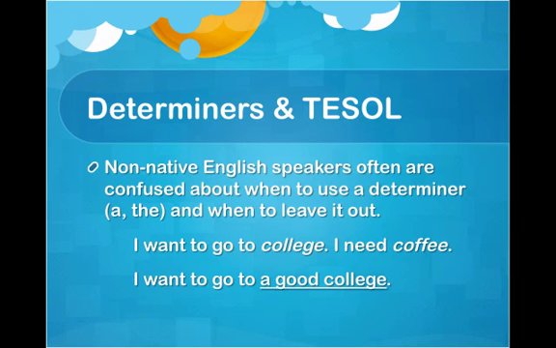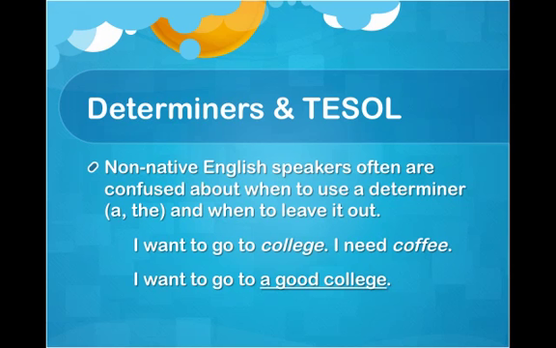So if you look at our first sentence, I want to go to college. I need coffee. Most of us probably don't say I want to go to the college. I need the coffee. We probably wouldn't even say I want to go to a college. I need a coffee. Although we might say I need a latte. Why is coffee okay without it, whereas with latte, it would sound weird if I said I need latte?